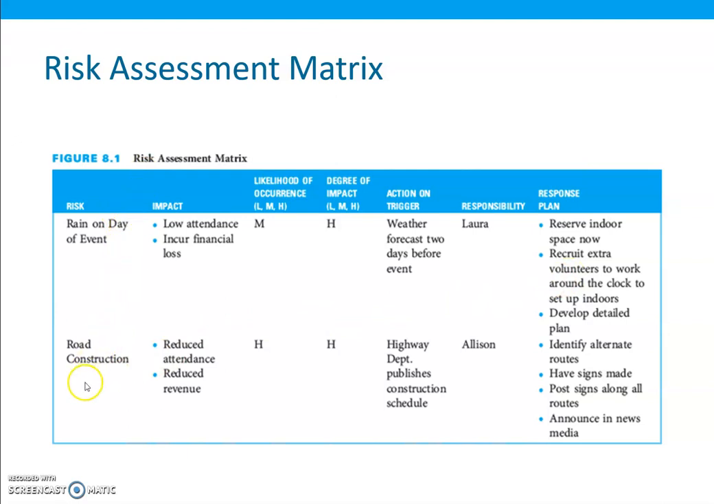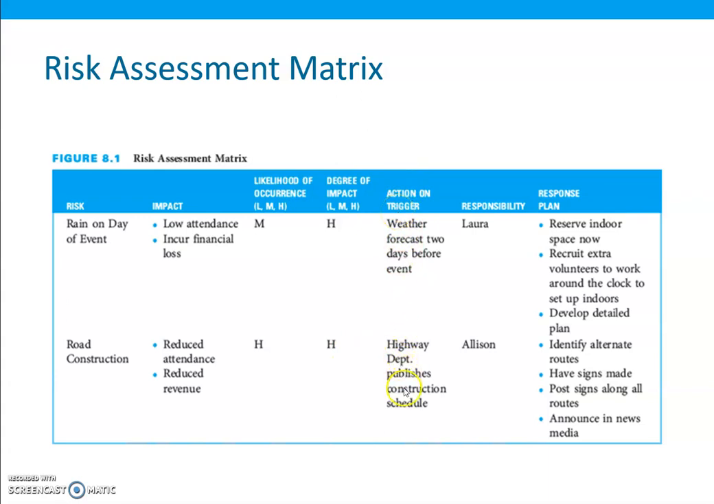Another risk which is identified is road construction. If there is any road construction on the way to the concert, then it may reduce the attendance, and it may reduce the revenue as well. So its likelihood of occurrence has been identified as high and the impact is also high. So what can be the action or trigger?